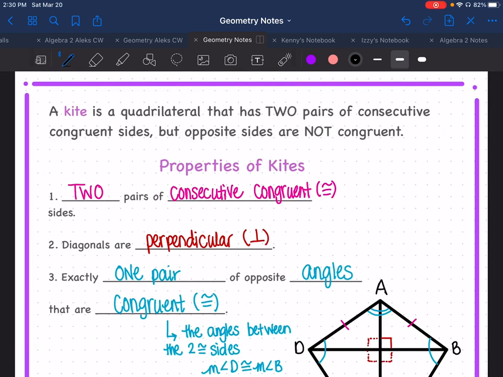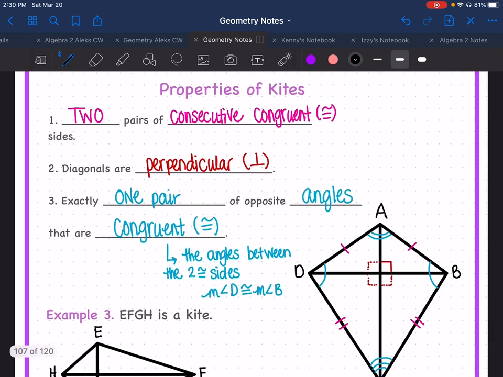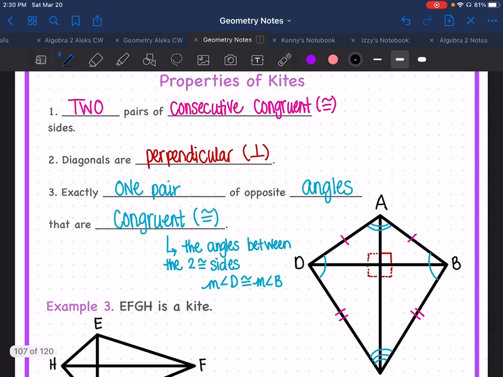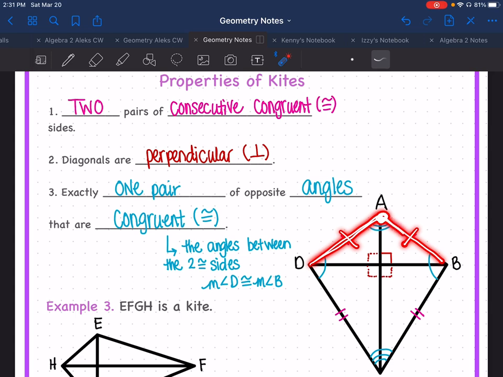A kite is a quadrilateral that has two pairs of consecutive congruent sides, but the opposite sides are not congruent. This kite is a little tricky. It has three properties and three properties only. It says that two pairs of consecutive congruent sides. So this short side and this short side are equal. And consecutive means they have to share a vertex. So those two are equal.